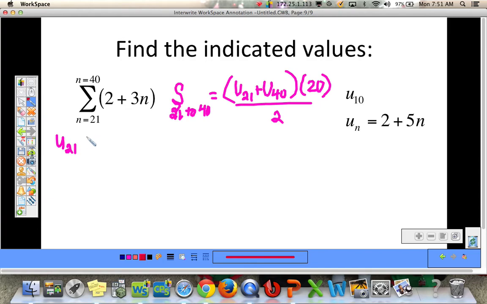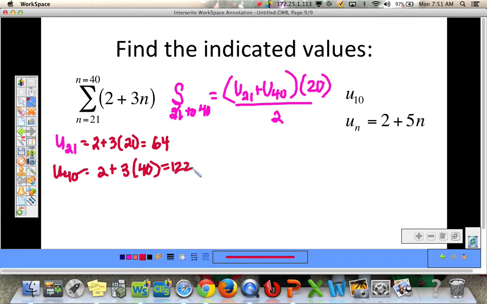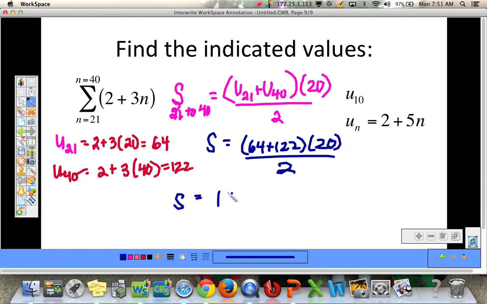Which is 2 plus 3 times 21, which is 65. Find u sub 40, which is 2 plus 3 times 40, which is 122. So plug into our formula. The sum would be 64 plus 122 times 20, divide by 2. So that sum would be 1,860 if I did that correctly, for the sum of the 21st to the 40th term. Now that's different than this problem right here.